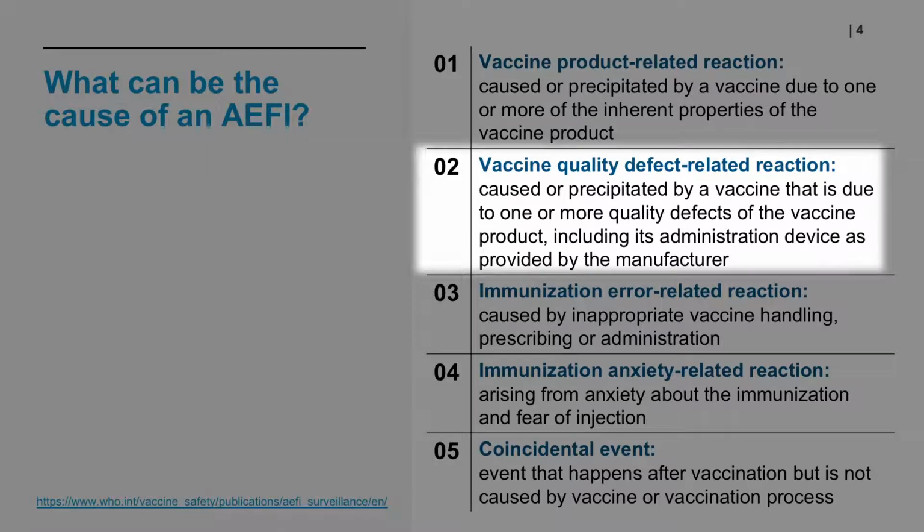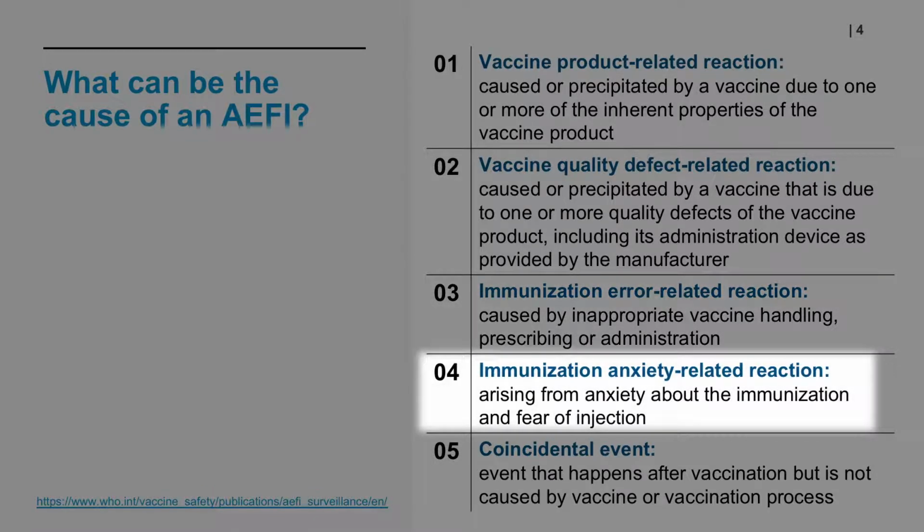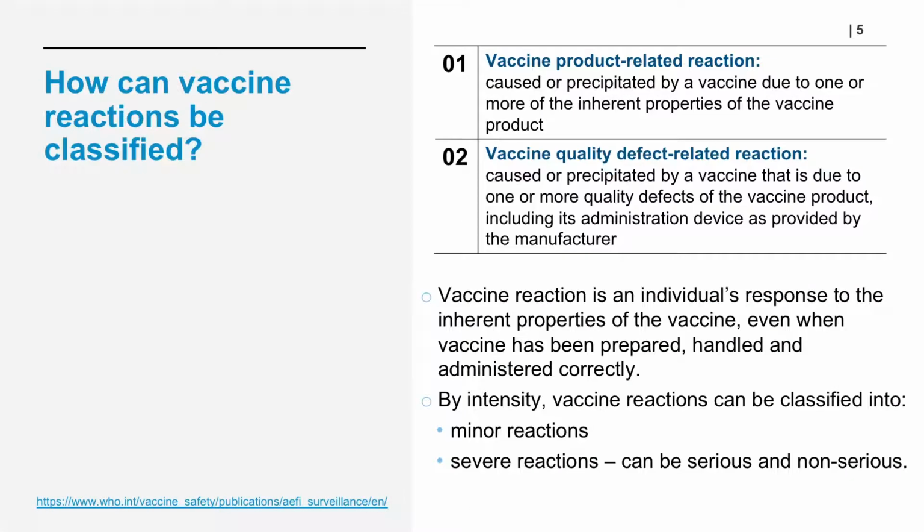It could also be due to an immunization error, which could be caused by inappropriate vaccine handling, prescribing, or administration. It could also be due to an immunization anxiety related reaction, which could be because of the fear of injections, or it could also be a coincidental event which happens after vaccination, but it is not because of either the vaccine or the vaccination process itself. Now let us look at each of these in detail.